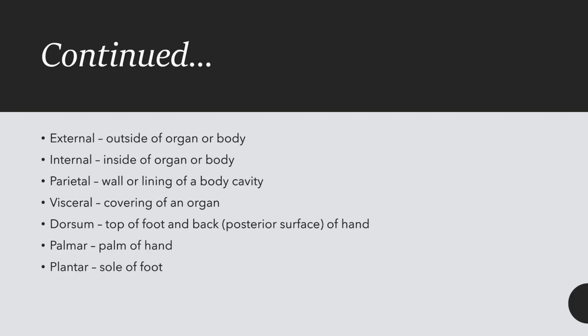Parietal and visceral are often used when speaking about membranes. You might hear those come up sometimes in anatomy, but parietal generally means that it's lining a body cavity, versus visceral, which covers an organ. Viscera is just another name for organs. Dorsum is the top or back of the hand, like the dorsal surface of the hand. Palmar surface is the palm of the hand, and plantar surface is the sole of the foot.